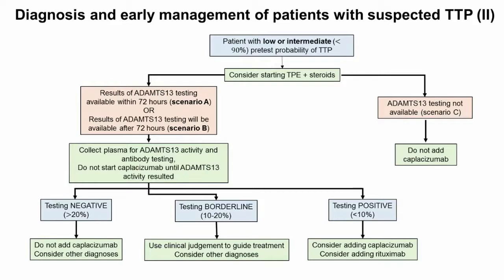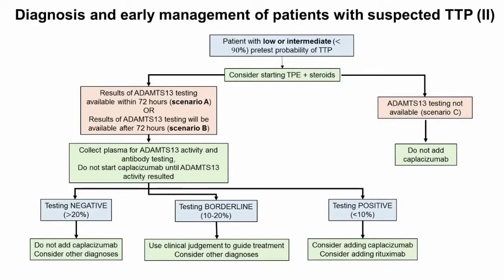Okay. So recommendation number 3 is if you don't have any access to the ADAMTS13 test. In this scenario, you still do plasma exchange and corticosteroid, but you don't use Caplacizumab. So that's what the recommendation is.